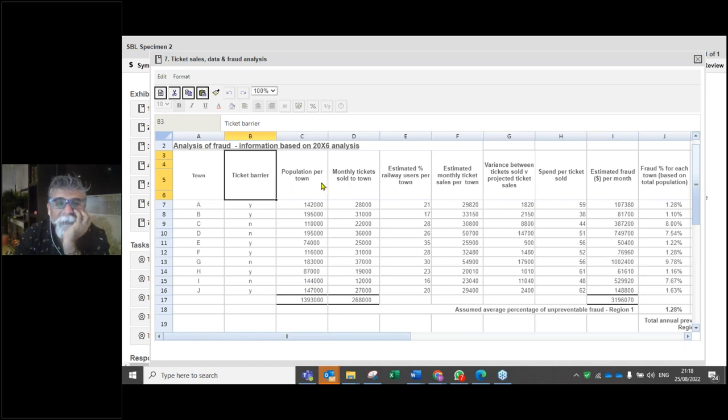Then it says monthly tickets sold to the town. So he's saying how many tickets Railco sold in each town. Again, I don't have any issue here. This is a statement of fact, right? He's probably quoting from the system. Obviously, Railco will know how many tickets it is selling per town, right? So I'm assuming there's nothing wrong here.